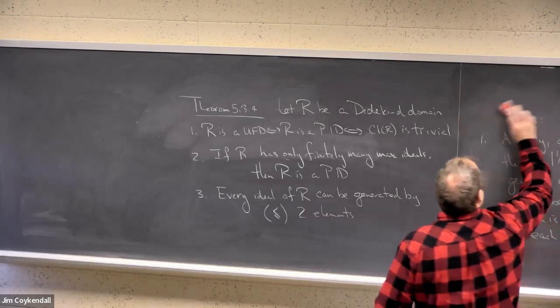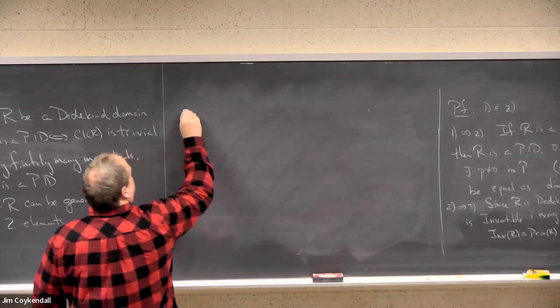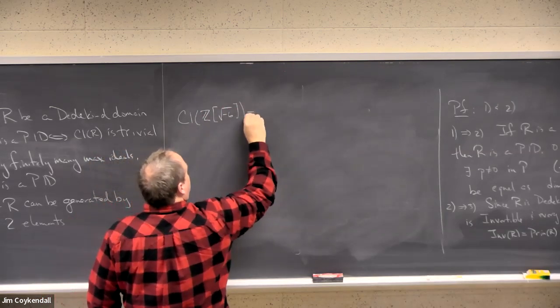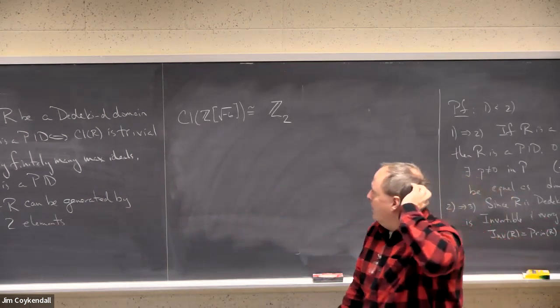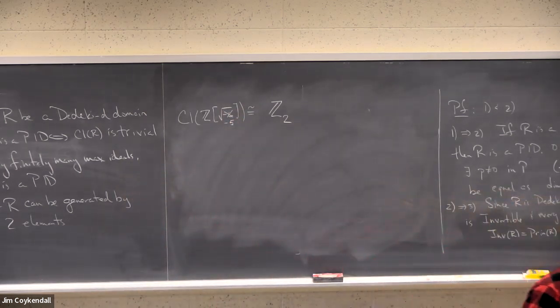Let me give you an example. I haven't shown you how to do this, so you're going to have to take this a little bit on faith for right now. But it turns out that the class group of Z[sqrt(-5)], the example that I just did, is isomorphic to Z2. The best case is when it's trivial, then it's a principal ideal domain, but this is the smallest nontrivial class group that you can get. And that actually means something special. Notice how I kept multiplying those ideals that weren't principal, and I kept getting principal ideals.